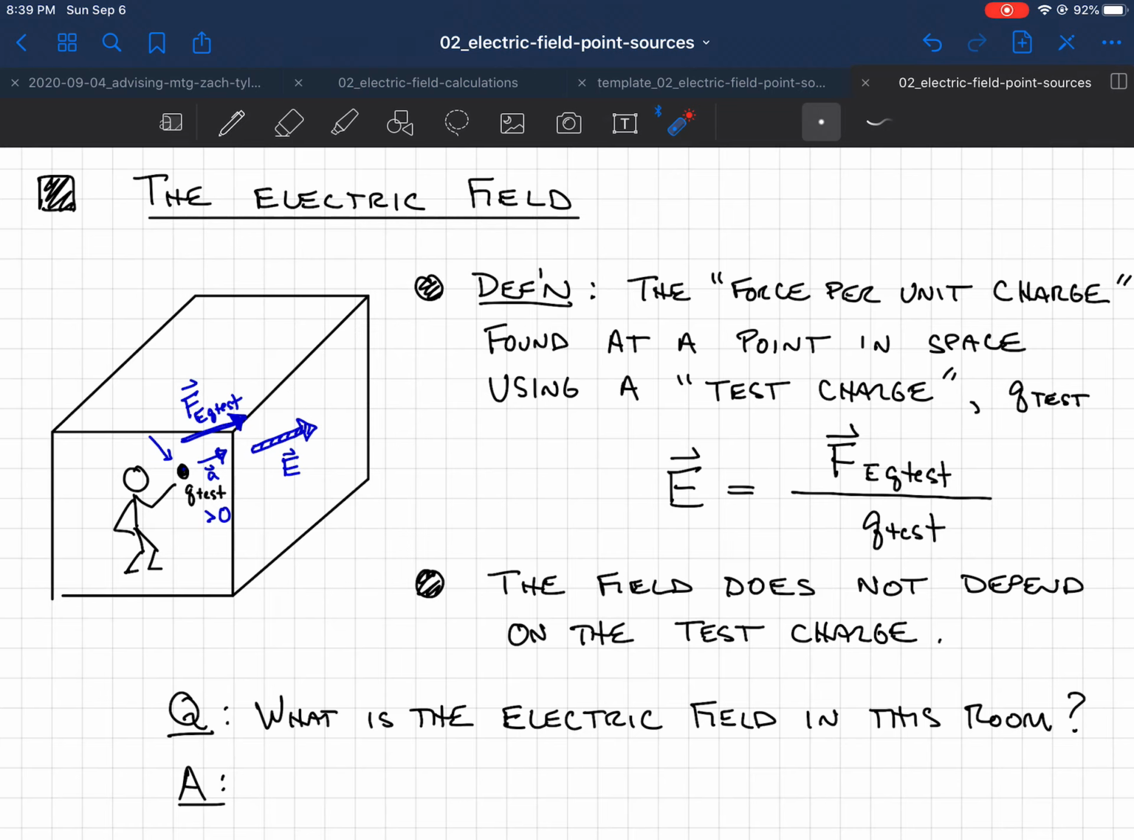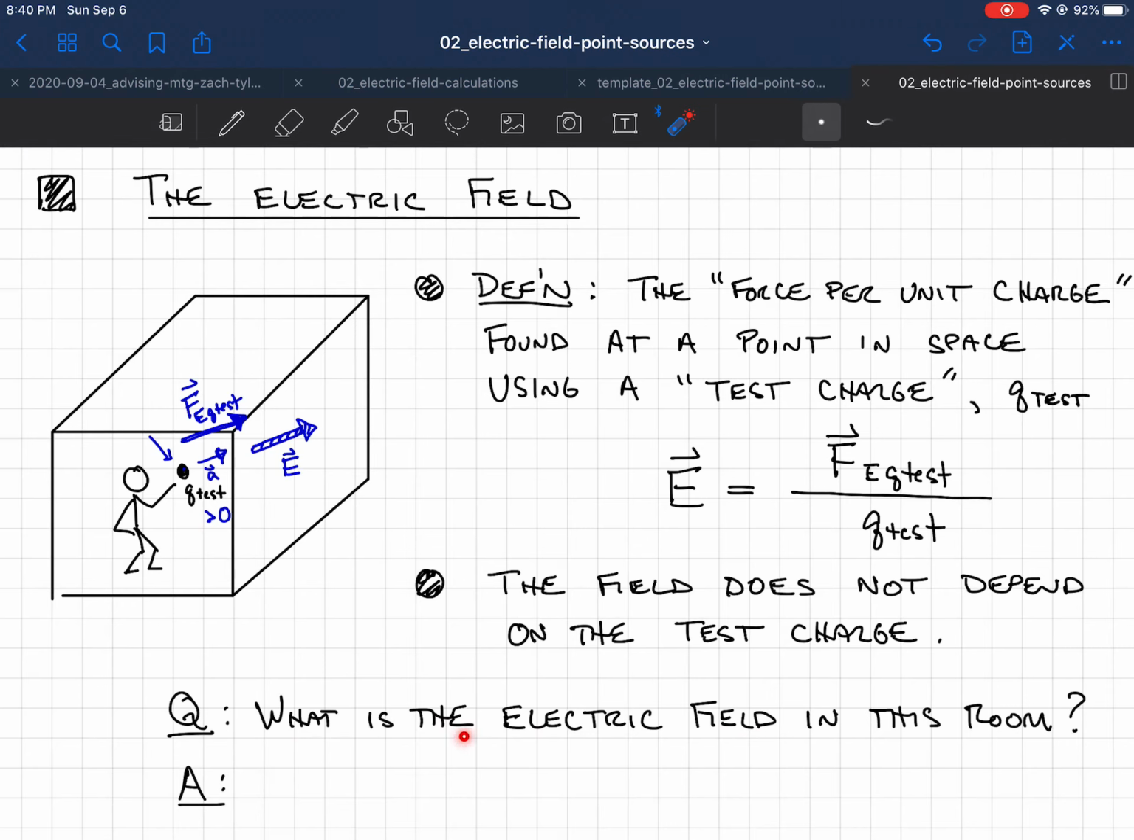So we should take a moment to talk about what we mean by the electric field, the field part in particular. If you're asked the question, what is the electric field in this room, we didn't really answer that question. All that we did was answer what is the electric field vector at this point in the room. What a field means is a vector at every point.